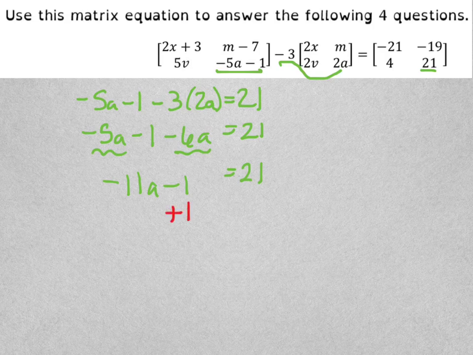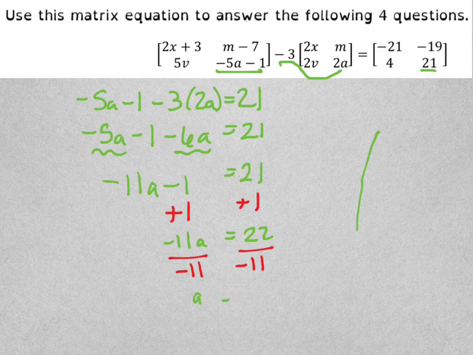Add 1 to both sides. And we end up with negative 11a is equal to 22. Divide both sides by a negative 11. And we end up with a is equal to a negative 2.